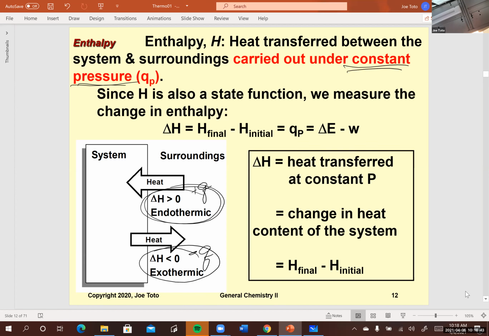Note that the change in enthalpy is a state function, just like the internal energy, even though it's made up of 2 functions, heat and work, that aren't necessarily state functions. Q is under certain conditions, but not in general.